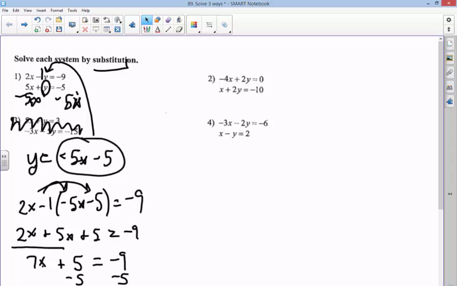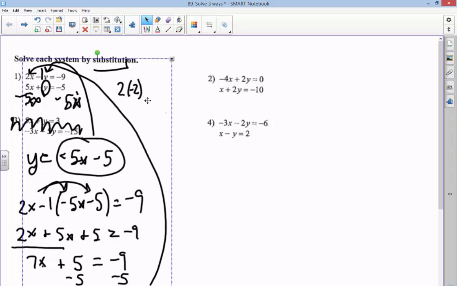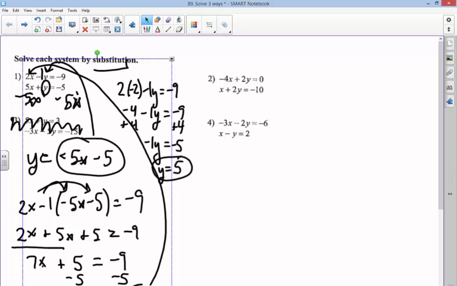You then just need to plug that back into one of the top two equations. You might as well plug it into the 2. And then you would solve for y. So negative 4 minus 1y equals negative 9. You're going to add 4 to isolate the y. Negative 1y equals negative 5. And then get rid of that negative 1 through division, so y equals 5. So your ordered pair solution is negative 2 comma 5.